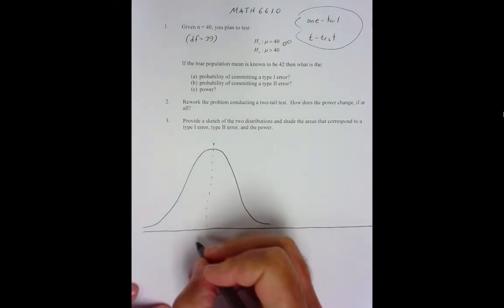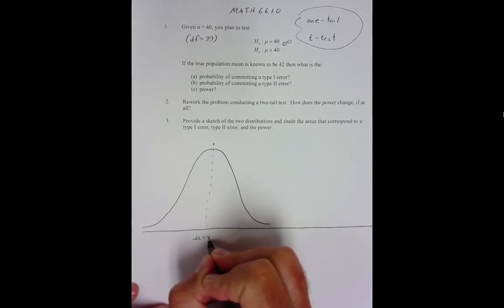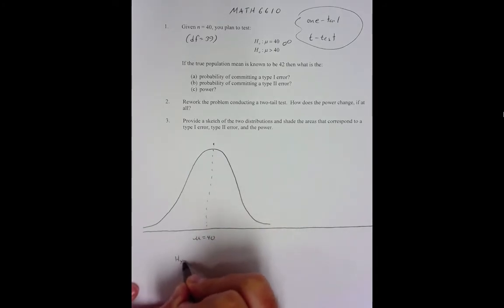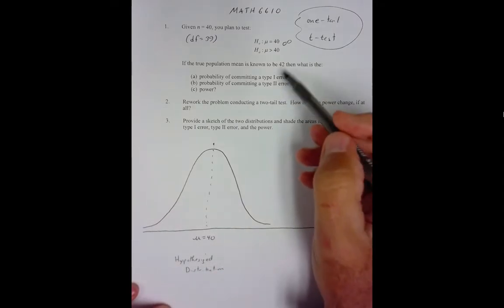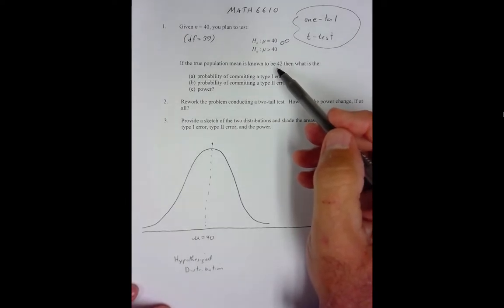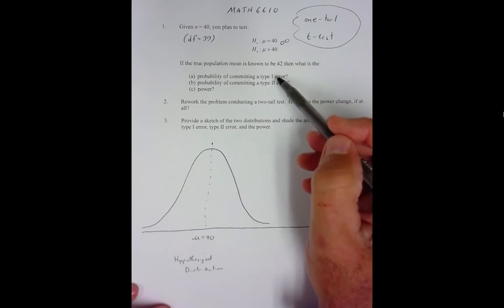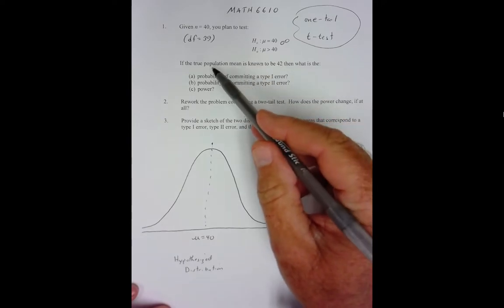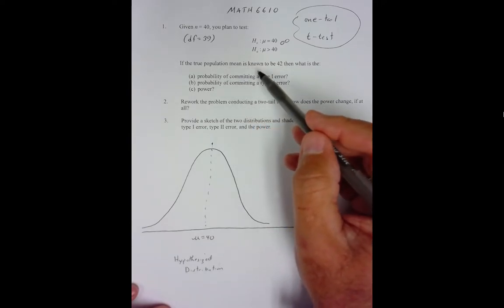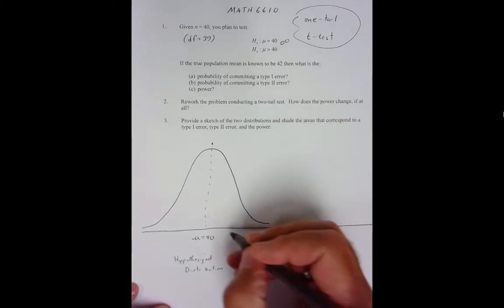And this distribution right here has mean equal to 40. So I'm going to call this my hypothesized distribution. But for illustration purposes, and not something that would ever happen in research, this just makes a nice illustration for visualizing type 1 and type 2 errors and power. We've got this information just popped up. We know that the true population mean is equal to 42.